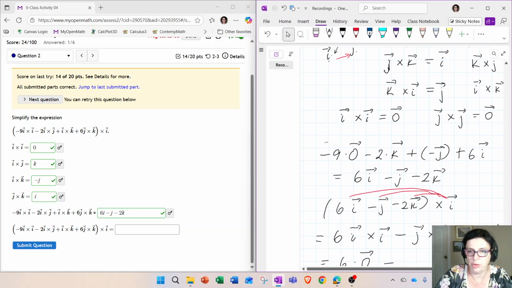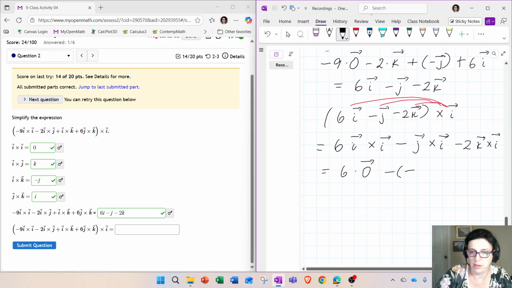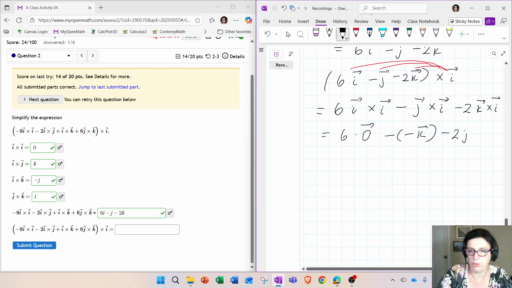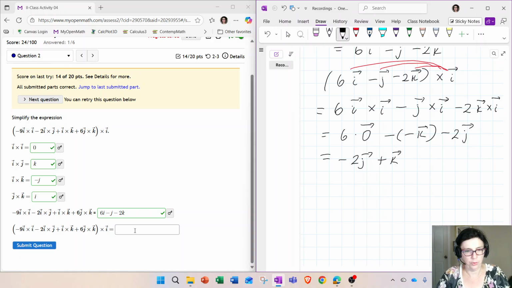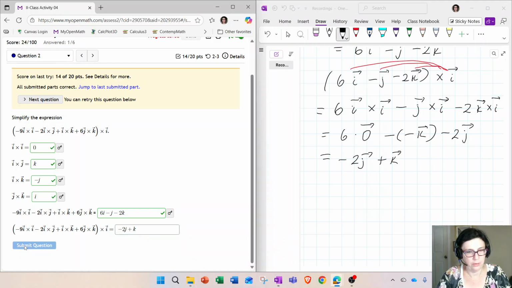Then j cross i, well, that was negative k, right? So this is going to be negative k. And then k cross i, well, that's j, so this is going to be negative 2j. Final answer, negative 2j plus k. So let's see if that's right.